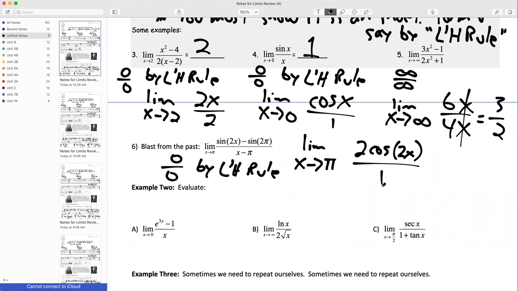Derivative of x is 1. So now I plug in pi and the cosine of 2 pi.